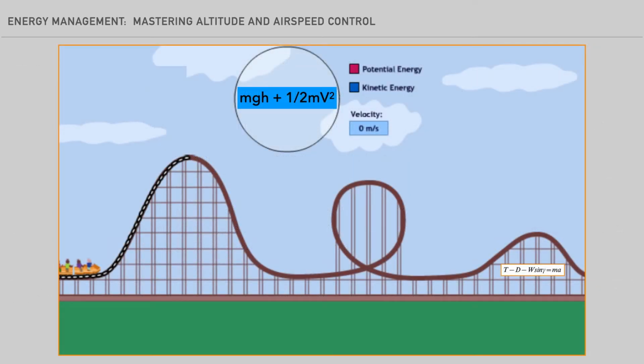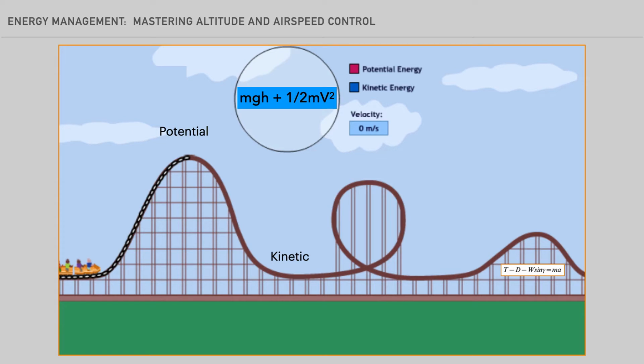The total mechanical energy of an airplane in flight is determined by the sum of two factors. Potential energy, which is related to true altitude and is equal to mass times gravity times height. This is the energy of position. Kinetic energy is related to indicated airspeed and is equal to 1/2 the mass times airspeed squared. This is the energy of movement.